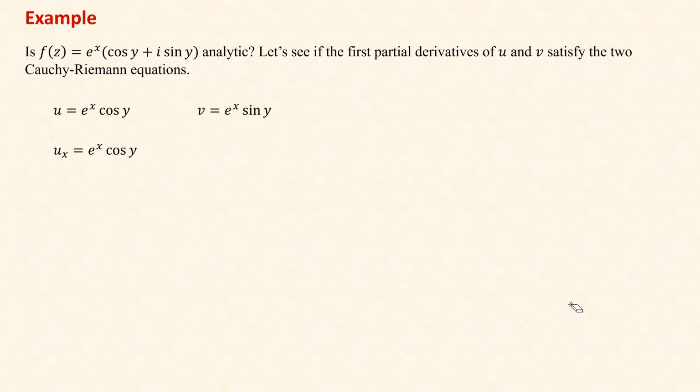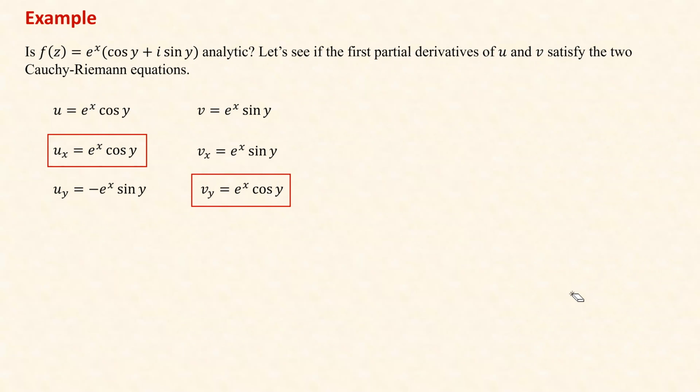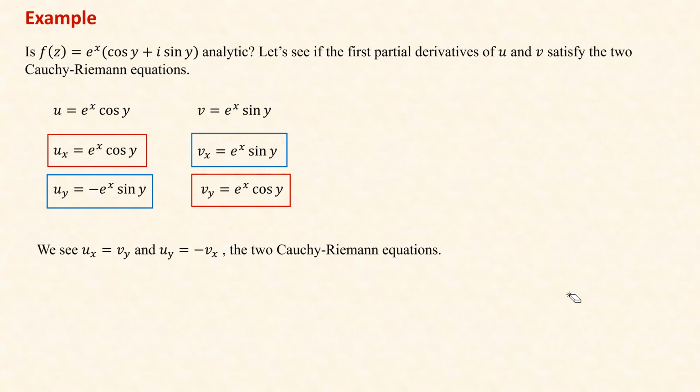So we calculate the partial derivative of u with respect to x, which becomes itself because it's e to the x. And partial of u with respect to y becomes negative e to the x sine y, because cosine of y becomes negative sine y. And then partial of v with respect to x becomes e to the x sine y, and partial of v with respect to y becomes e to the x cosine y. And now you see that u_x and v_y are the same, and u_y is negative of v_x. So you see u_x is v_y and u_y is negative of v_x. So the two Cauchy-Riemann equations are satisfied. Therefore, f(z) is analytic everywhere in the complex plane.